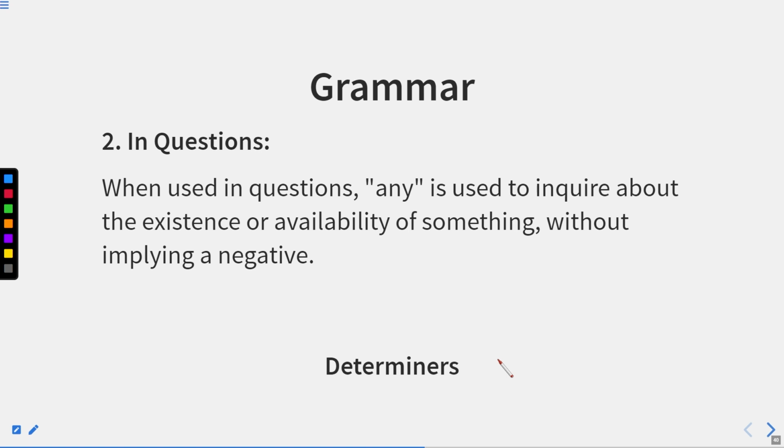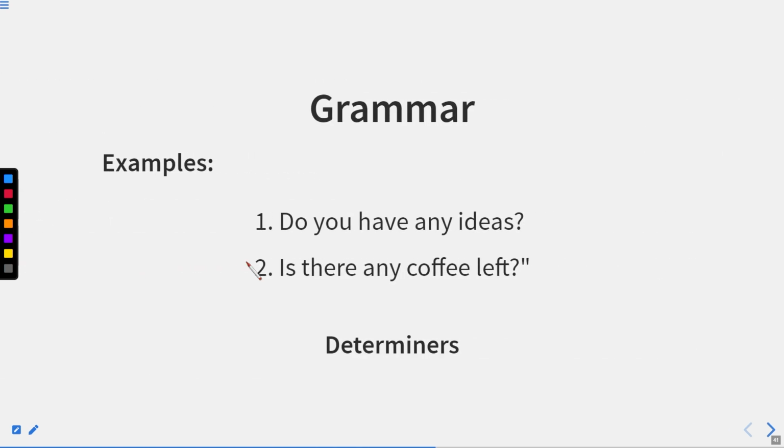In questions, any is used to inquire about the existence or availability of something without implying a negative. Any can also be used in interrogative sentences when we are not expecting a negative answer, but it is just making the sense of negative. Do you have any ideas? Is there any coffee left? So we are just asking in a general sense.